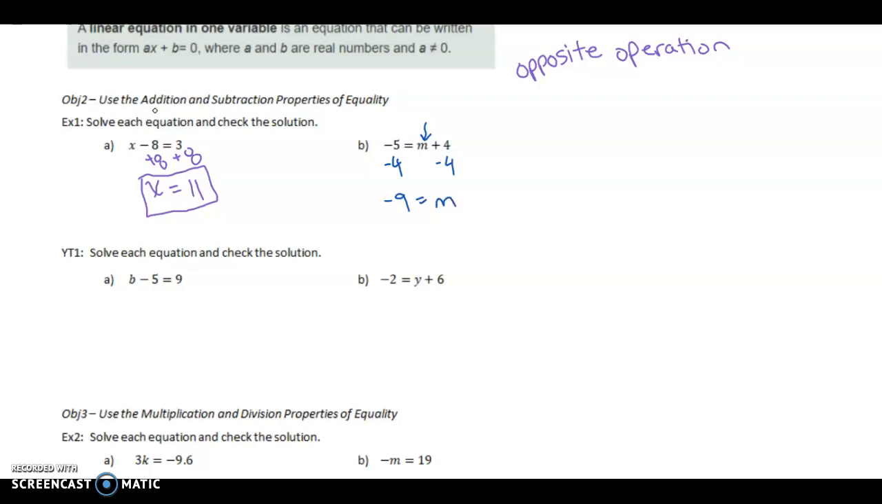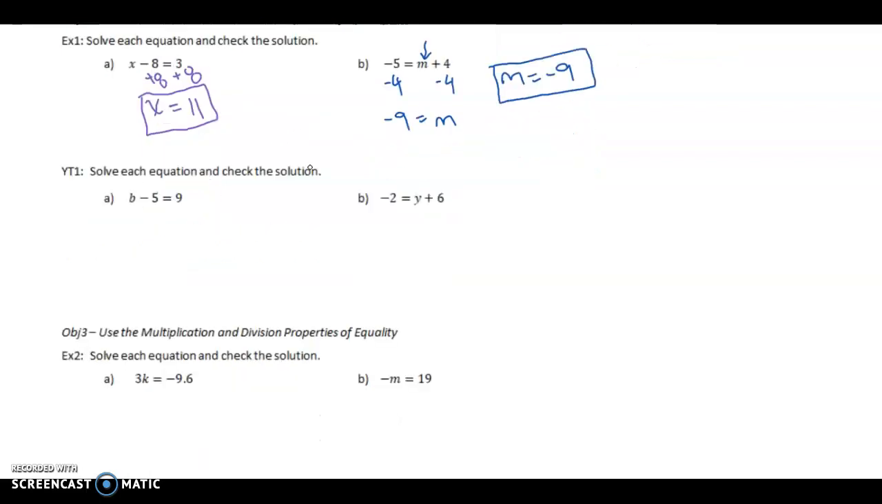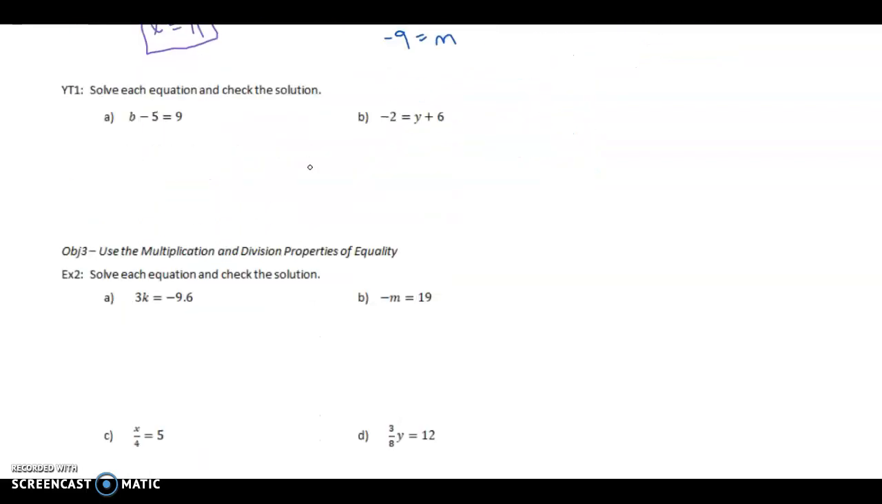Now with an equation, it's the same on both sides. So negative 9 equals m can also be written m equals negative 9. You can only do that if there's an equal sign in the middle. But we tend to write our answers with the variable first, then the equal sign, and then the value. You are welcome to pause the video and try one on your own.